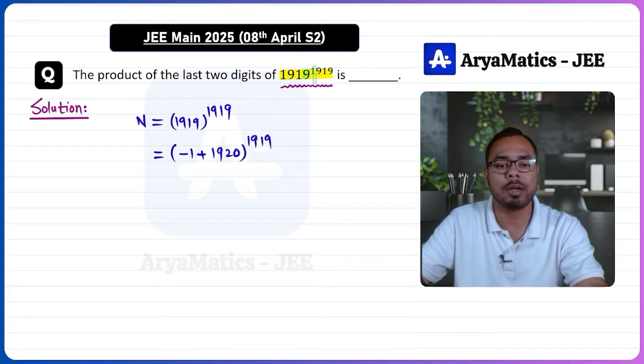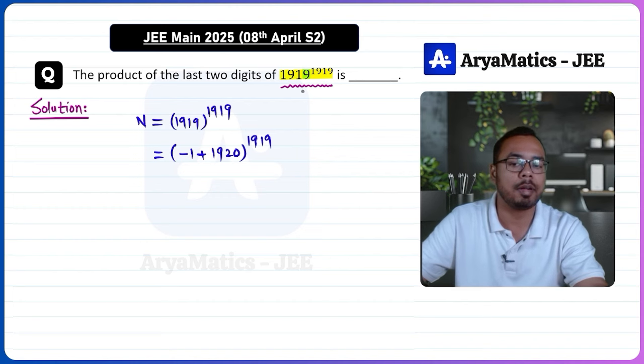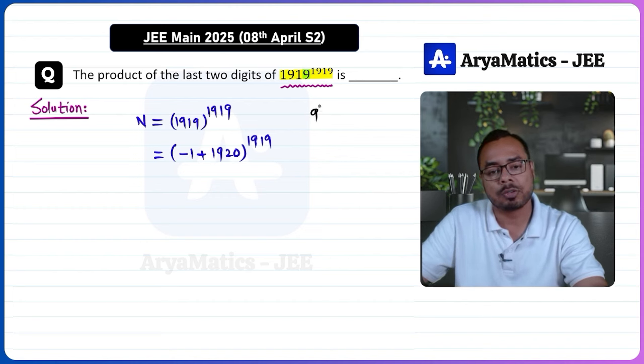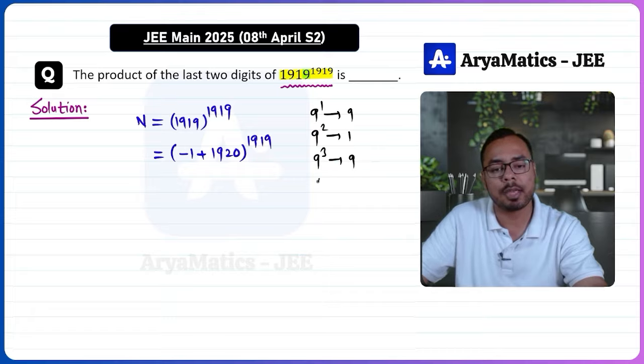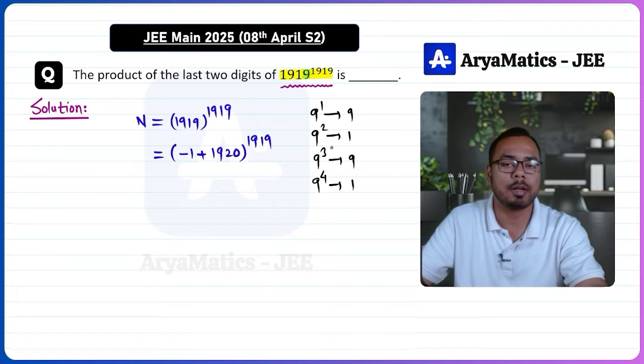First of all, digit at unit place will be decided by this 9 only. The other digits, they are irrelevant. And if you see the different exponents of 9, so 9 raised to 1 will be 9. For 9 squared, the digit at unit place will be 1. For 9 cube, the digit at unit place is 9. 9 raised to 4, the digit at unit place is again 1, and so on. So for 9, this is the pattern you are getting: 9, 1, 9, 1, and so on.